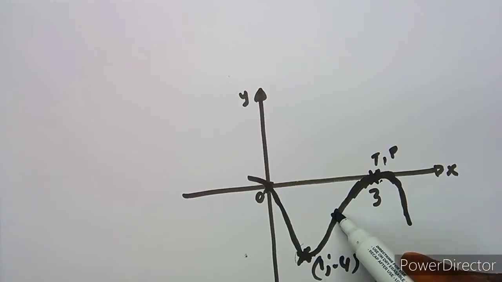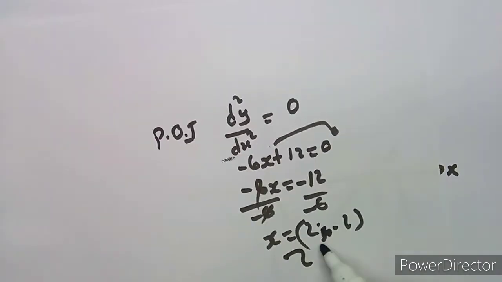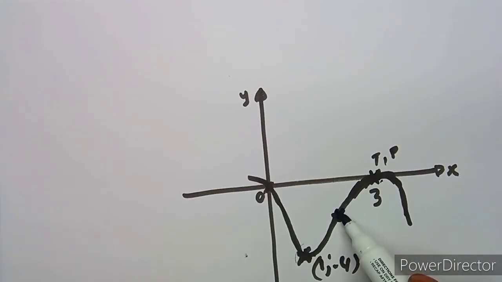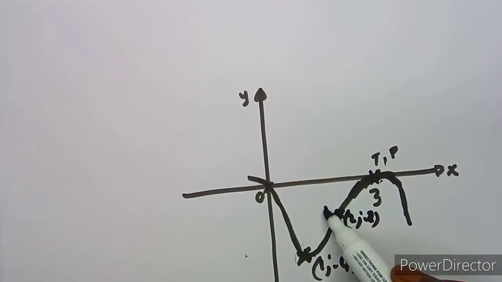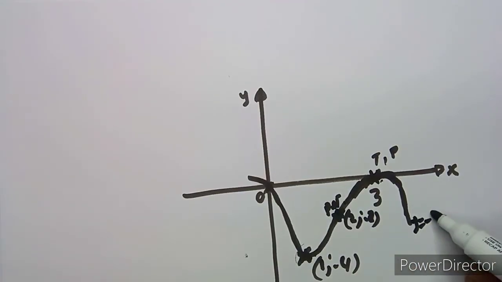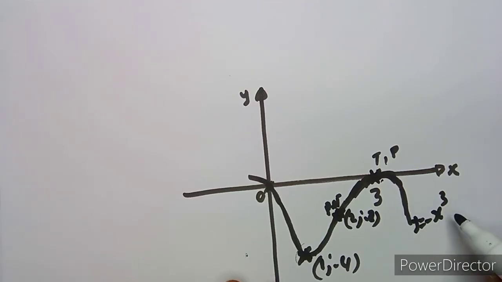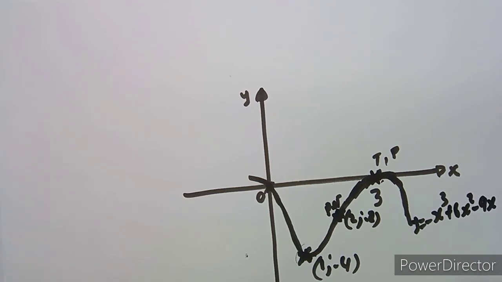Yeah, 2 minus 2 here. So this is it here, 2 minus 2. So it's supposed to be just in between here. So 2 minus 2, that's our point of inflection, this one. Okay, so this is y is equivalent to minus x cubed plus 6x squared minus 9x. So that was the sketch.